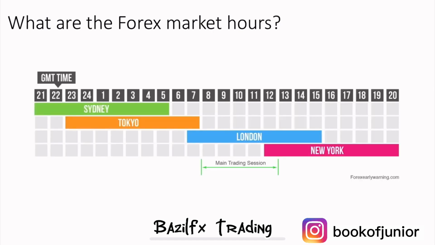So also we need to know about the forex trading times. These are the major markets. We have the Sydney market, the Tokyo market, the London market, and the New York market. The Sydney market opens at 21:00 GMT and closes at 5. Then the Tokyo market opens at 23:00 and closes at 7. Then the London session opens at 7 GMT and closes at 15 GMT in the evening. Then the New York market opens at 12 and closes at 20 GMT.